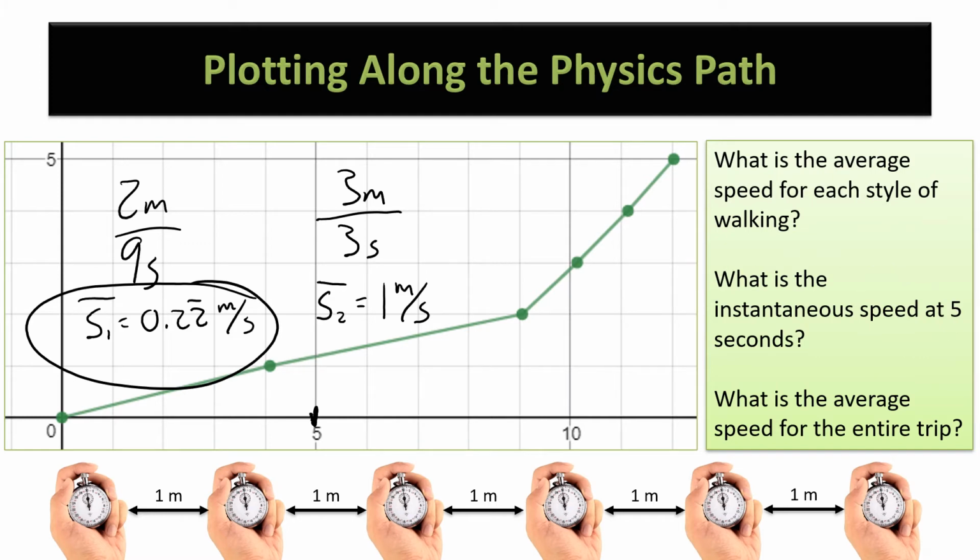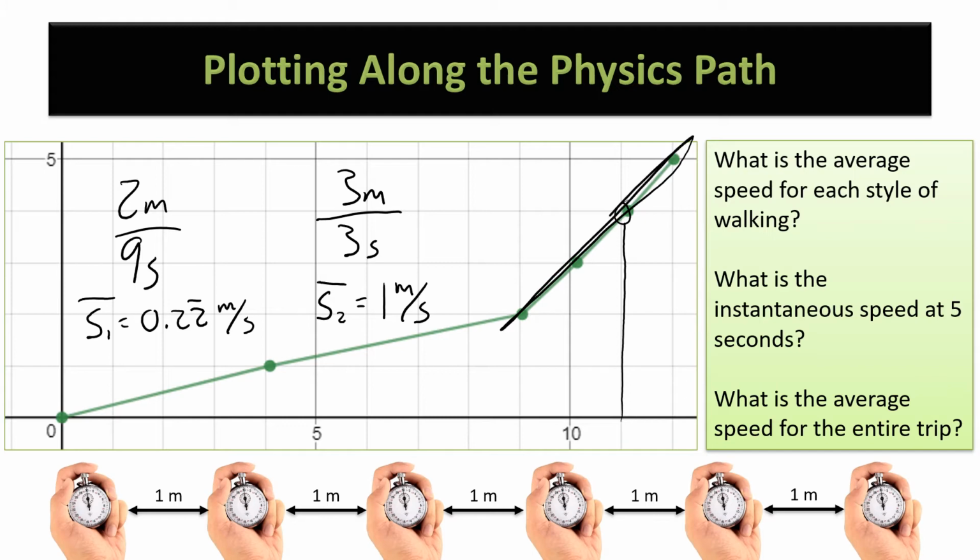And you could even say, what is the instantaneous speed at 11 seconds? Well, I know during this leg of the trip, my speed was different. The average speed was 1 meter per second, and that wasn't changing at all. So if they had asked at t equals 11 seconds, what's your instantaneous speed? All you have to say is 1 meter per second.